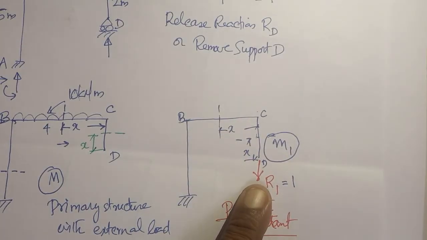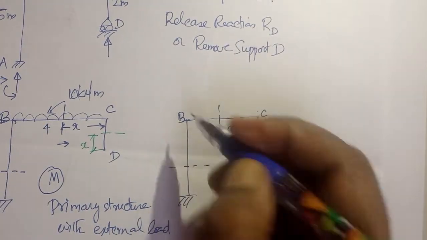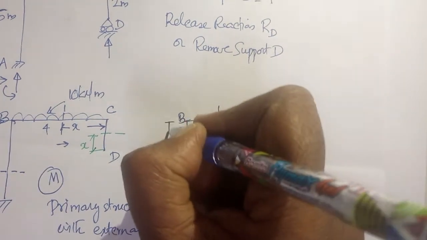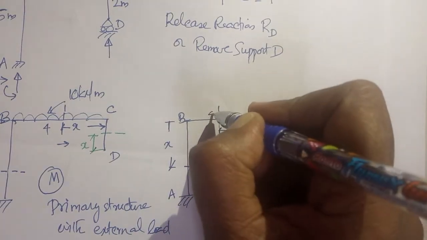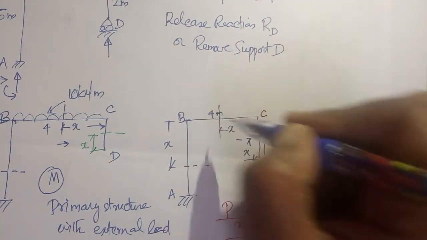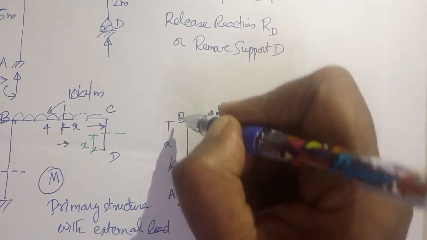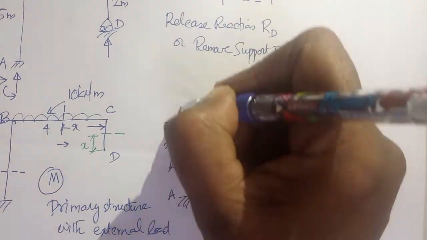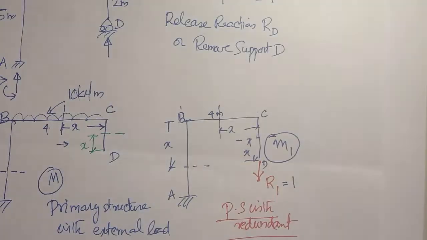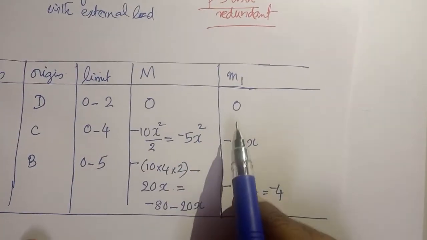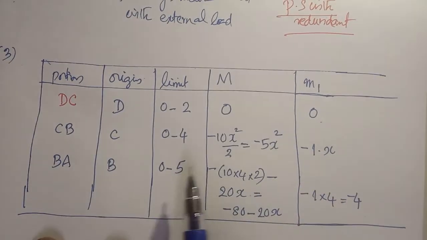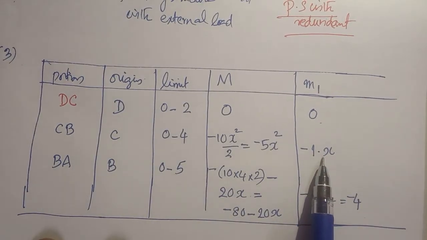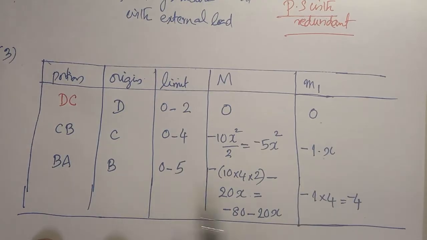minus 1 into x. Now, in this portion BA, at a distance x from here, this load 1, this total distance is 4 meter. So, 1 into 4 will be the moment acting for any point along this line. Accordingly, I have written here, for the first portion, M1 equals 0. For the second portion, it is minus 1 into x. For the third portion, it is minus 1 into 4, minus 4.